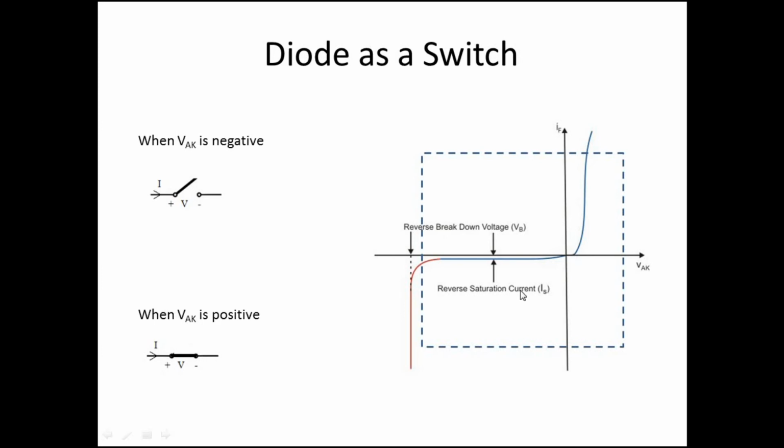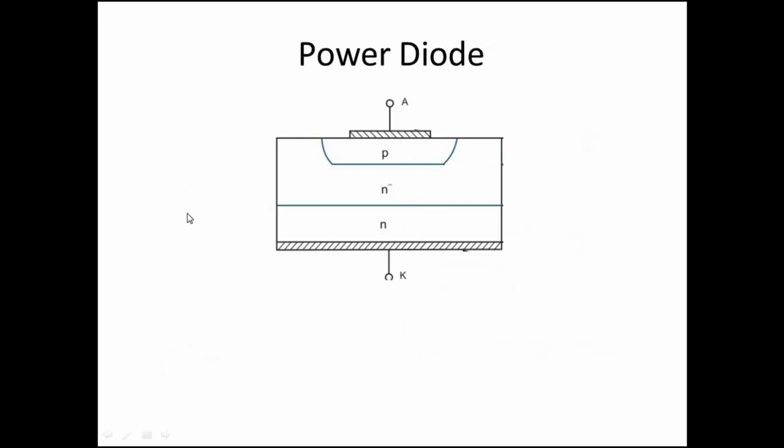Okay, so in order to increase I, it is very easy. We can increase the cross section of the device, and we can increase the current carrying capability. And in order to increase the V, what we are doing is we are adding an additional N minus. In case of power diode, we are adding an additional layer. This is actually a PN junction, but we are adding an N minus. N minus means it is lightly doped.